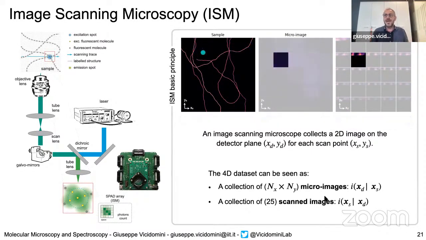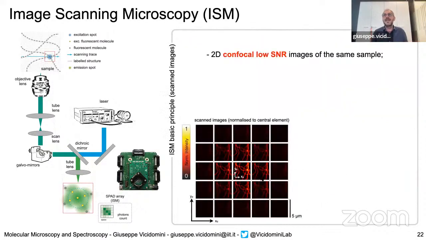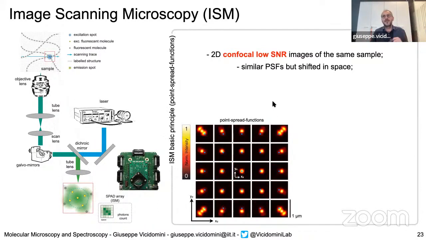So at the end of the story, after this process, I can see my data set as a collection of 25 confocal images. Since every one of these 25 images is a confocal image, by definition it's rejecting a lot of photons, and thereby it has a very low signal-to-noise ratio. But what is important is that I have 25 images, and I collect in total all this information. So what I can do is try to fuse together these 25 images to get high signal-to-noise ratio, and also super resolution and high resolution.